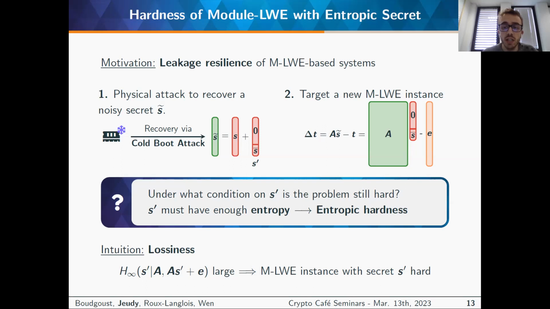So this M-LWE instance is with a secret S prime that has a much lower entropy than S, and since it typically comes from the hardware and the physical properties of the attack, you cannot necessarily assume anything about the form of the distribution of S prime. In particular, you can't assume that it's uniform binary or something else. So now the question that arises is, under what condition on S prime can I still prove the problem to be hard?